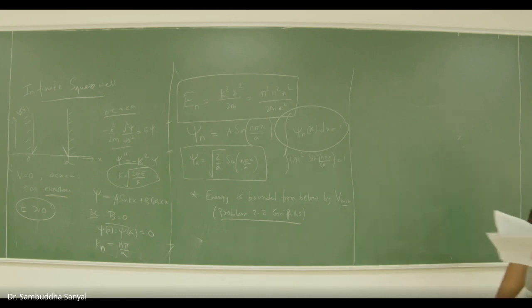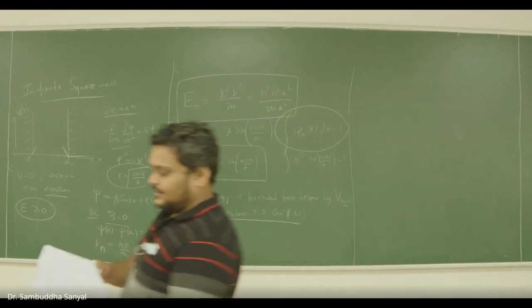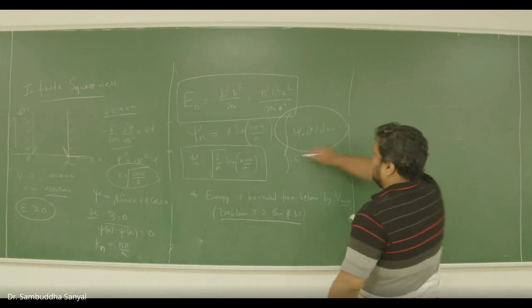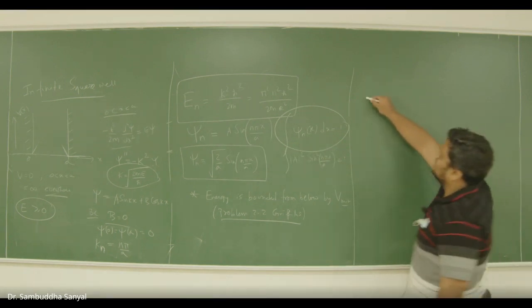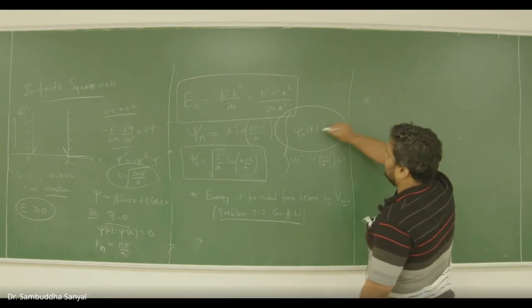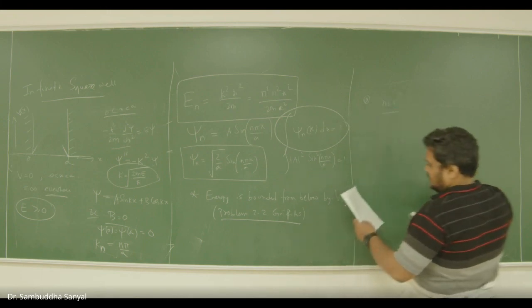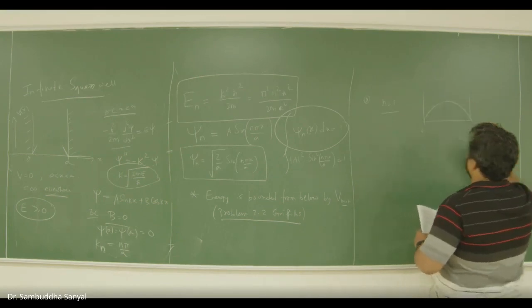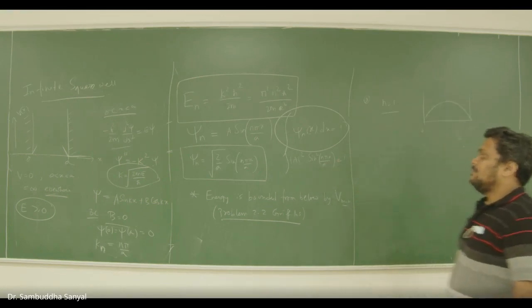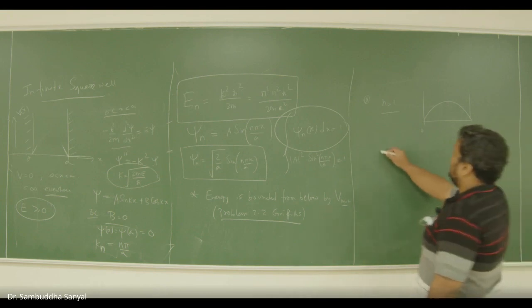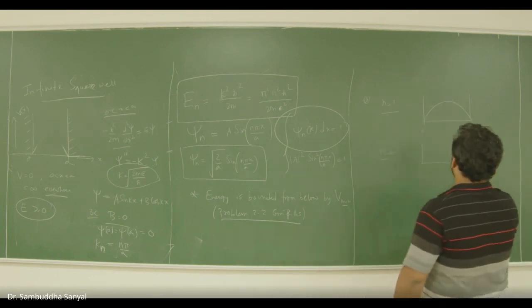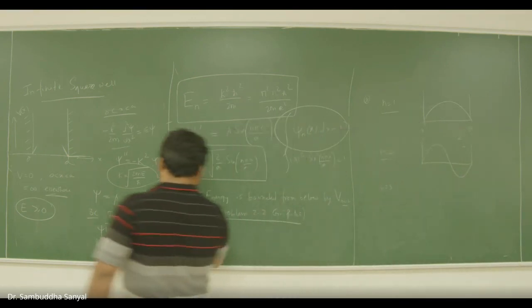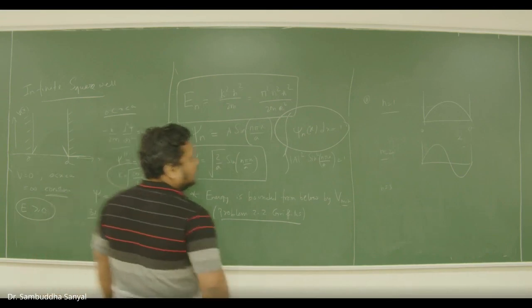Okay. Now I will make one more statement and end this class, and tomorrow we will take it up from there. I will also discuss this statement, but I want you to look it up. So now let's sketch this solution. The solution for n equal to 1 will look like this. This is sine pi x by a. So n equal to 2 will look like this. And n equal to 3. So this is a theorem that can be proved generally.